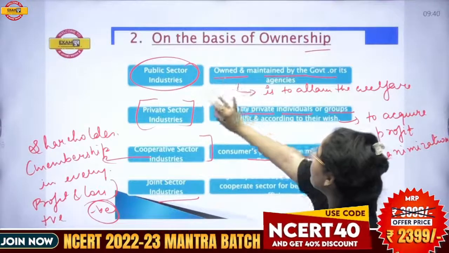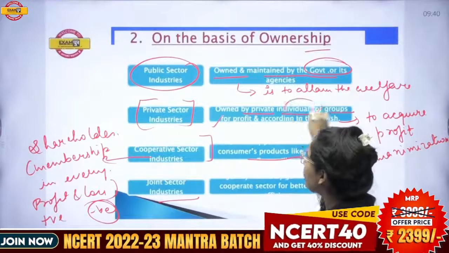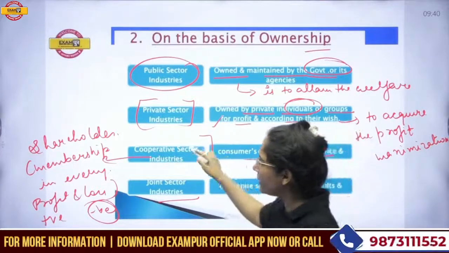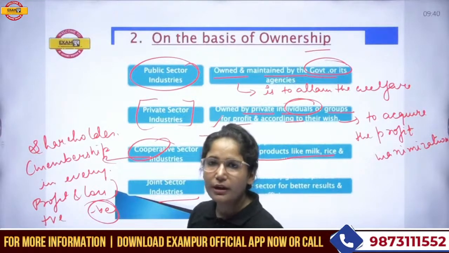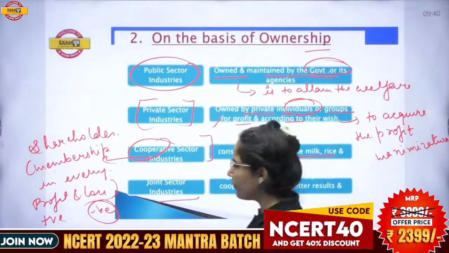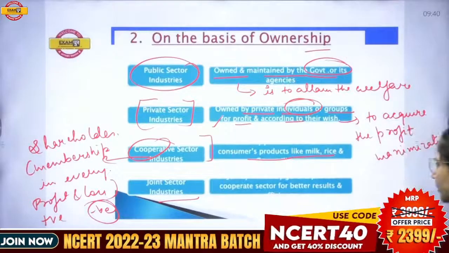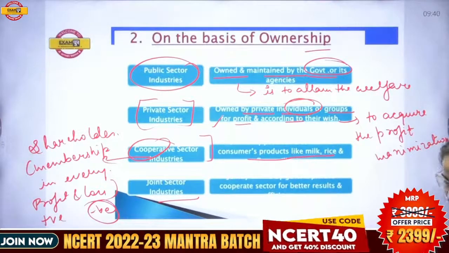Ownership, we are talking about public sector maintained by the government, private sector and private individual. Profit, we are talking about cooperatives. Membership, whosoever is the member of this cooperative is going to take the loss and profit scenario. Joint venture, going to take the best result out of the joint venture they are establishing.